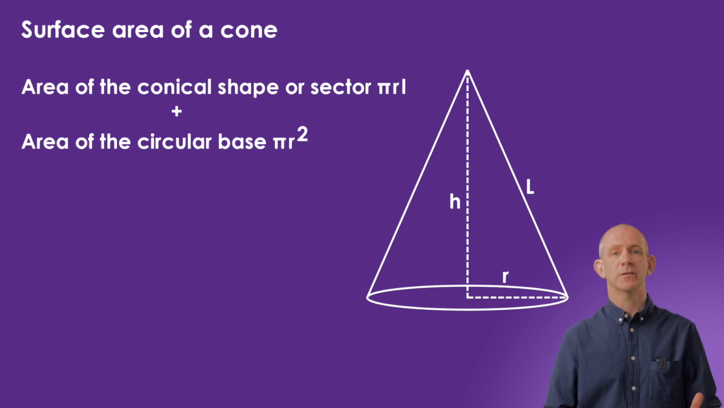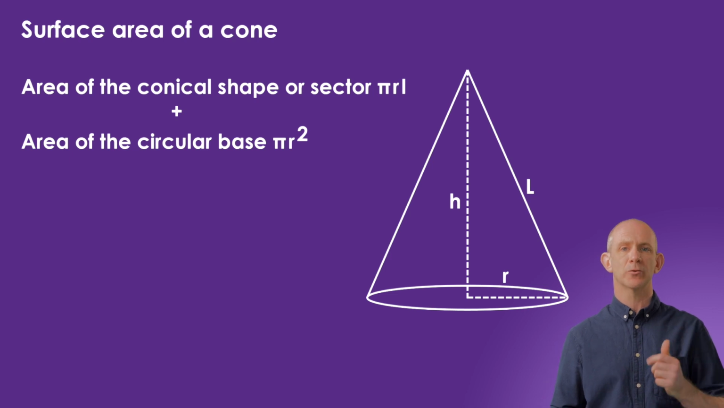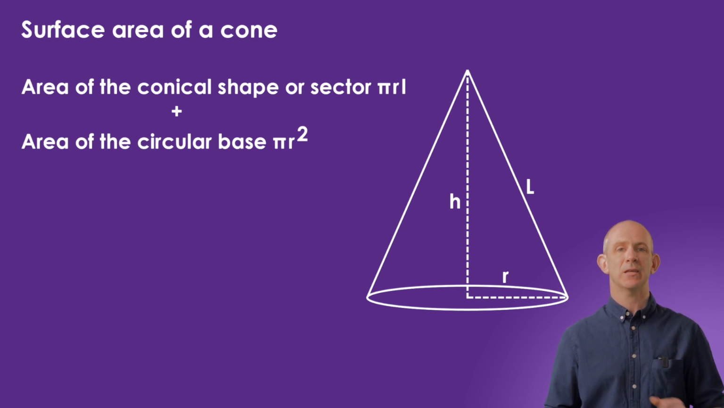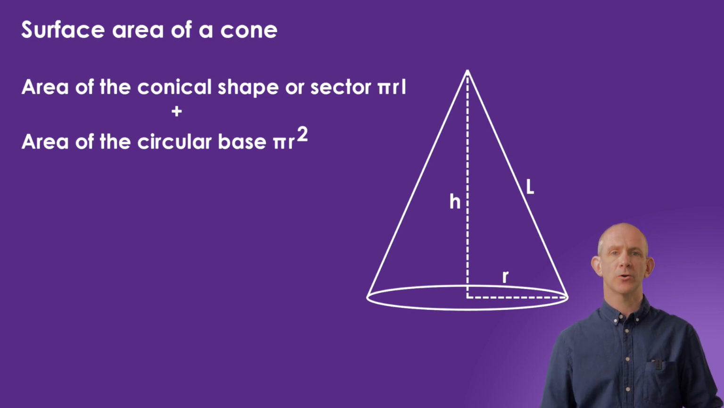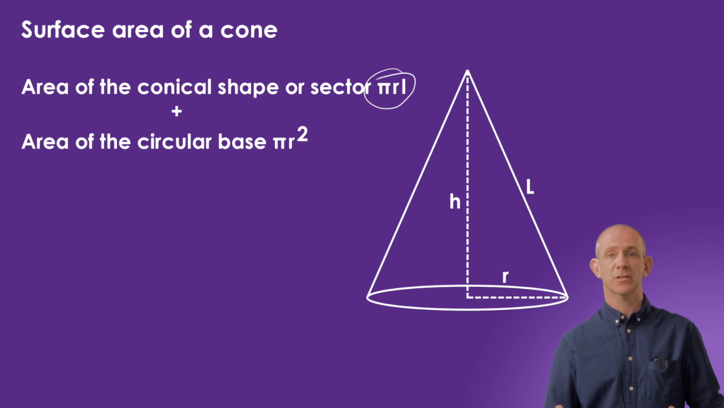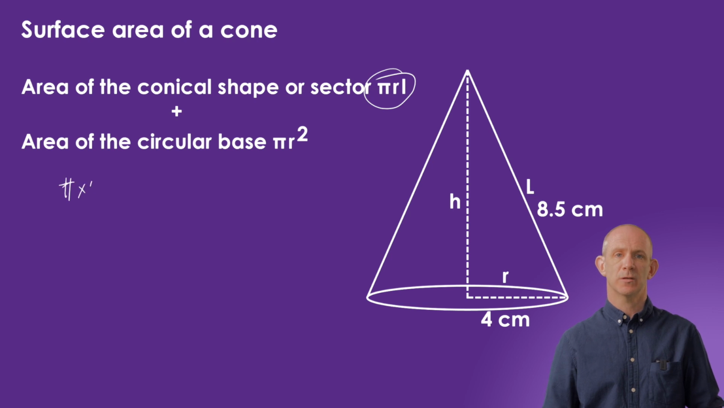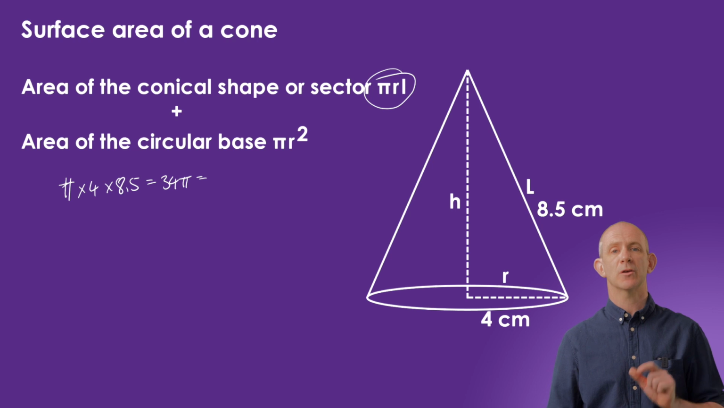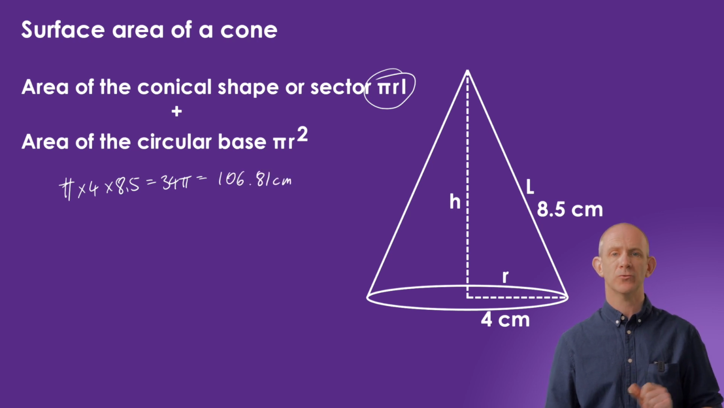Lastly, we're going to find the surface area of a cone, and we've been given the formula for finding the area of the conical shape and then told to add it to the area of the base to get the total surface area. The formula for finding the conical shape, or the minor sector, which is what it looks like if I open it up flat, is pi times radius times length of the side from base to tip. So in this situation, it's going to be pi times 4 times 8.5, which will give us 34 pi, or 106.81 centimetres squared.